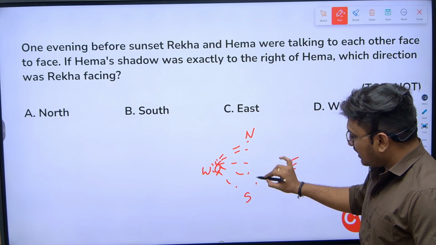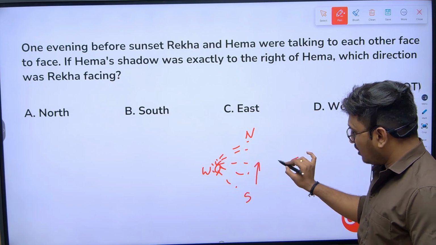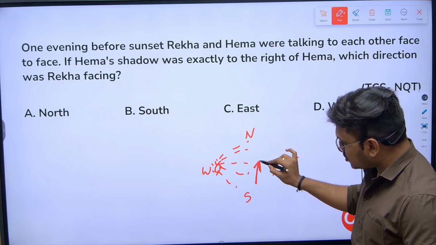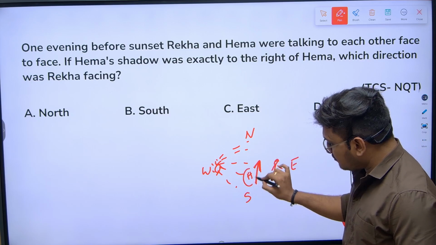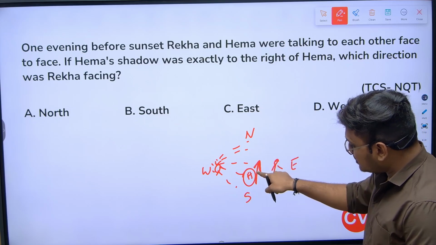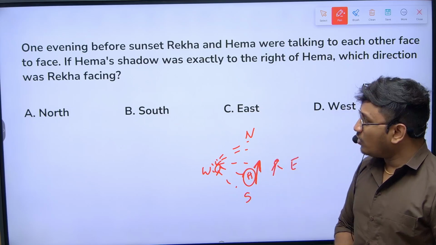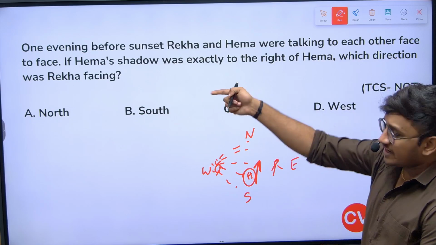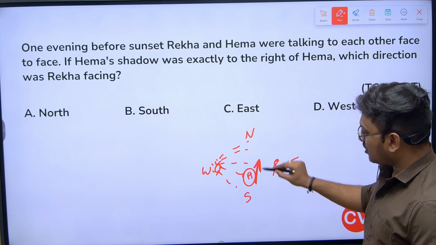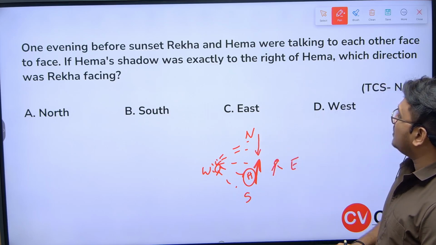So let's say when Hema's shadow will fall here, this is when Hema is facing towards north. When Hema is facing towards north, Hema's shadow will be exactly to the right of Hema itself. Now what's the question actually? Which direction was Rekha facing?